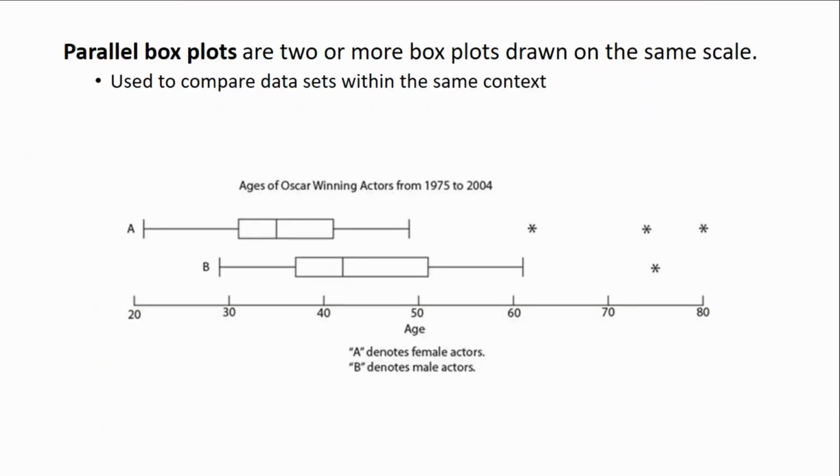And one last thing we need to know is something called parallel box plots. These are just 2 or more box plots drawn on the same scale, like we can see here, and these are used to compare data sets within the same context. So there's an example here. A denotes female actors and B denotes male actors, and this shows the ages of Oscar-winning actors from 1975 to 2004. So we're looking at 2 data sets within the same context there. The context is the ages of Oscar-winning actors, and the 2 data sets are, first one is female and the second is male. When drawing these, just make sure they're drawn on the same axes.